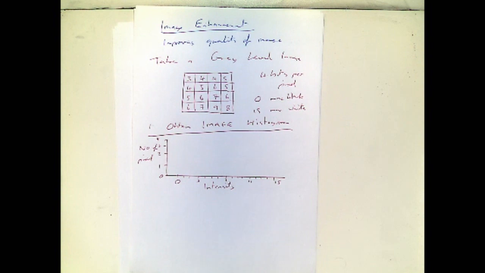Right. How many pixels are at 0 in the image? 1, 2, 3. 1 pixel at 3. Yes?